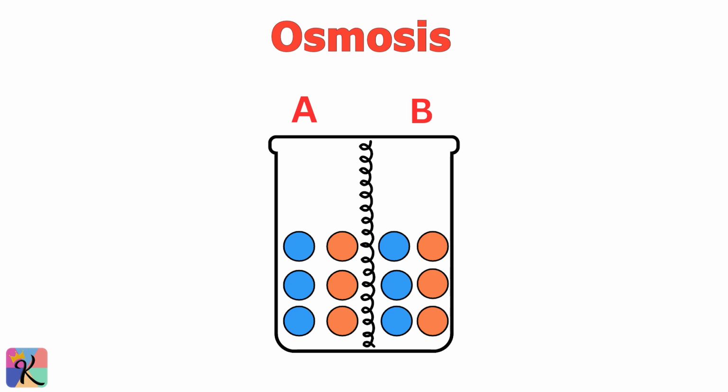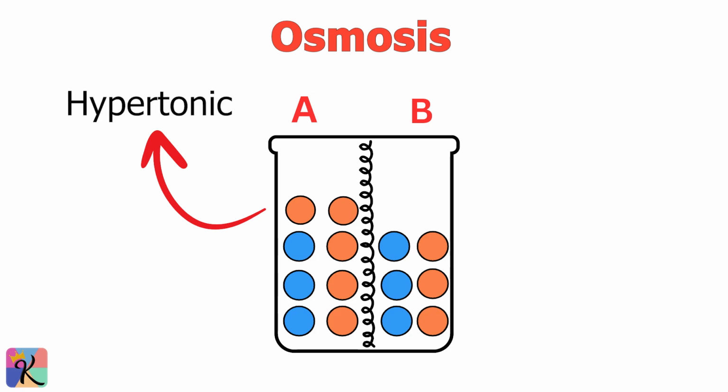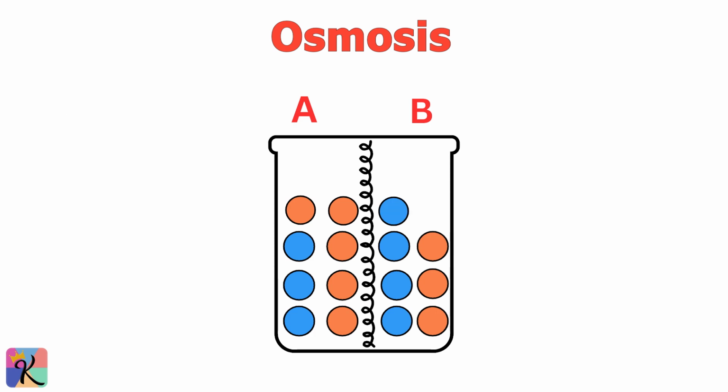But what happens when we add more salt to side A? Now, compartment A has a higher concentration of sodium and chloride ions than compartment B, and we call this hypertonic compared to B, which is now hypotonic. Because water molecules are free to move across the membrane, there will be a net movement of water from side B to side A until the concentrations are balanced again.